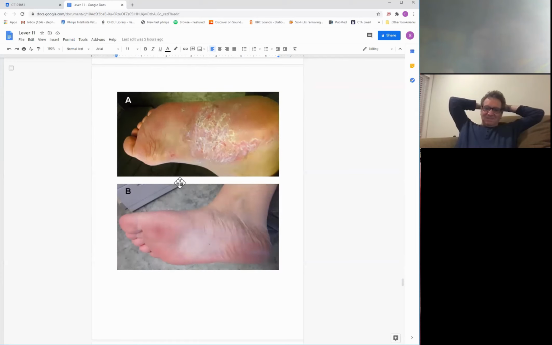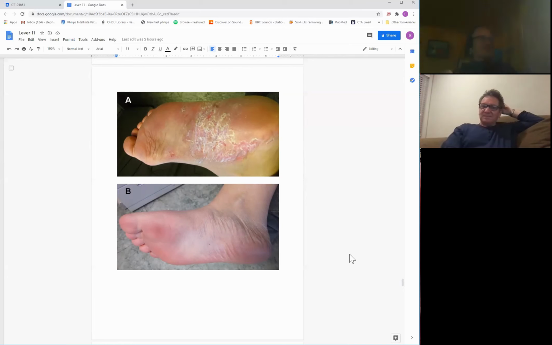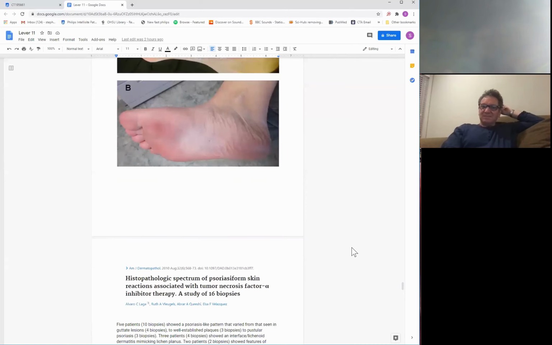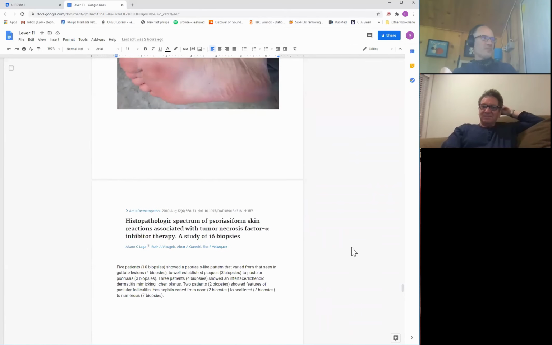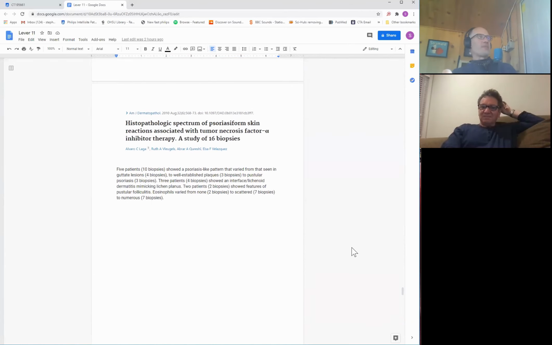So here's the clinical picture of one of these eruptions. There's an irregular plaque on acral surfaces, an erythematous acral surface. And so these are common. What's the pathology of these?